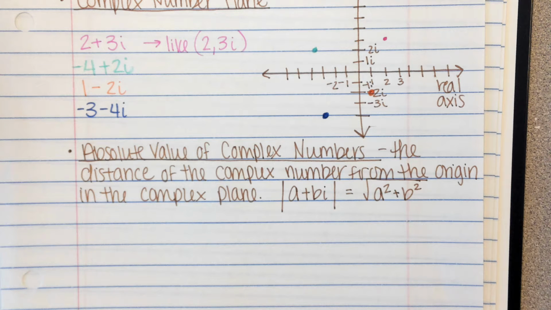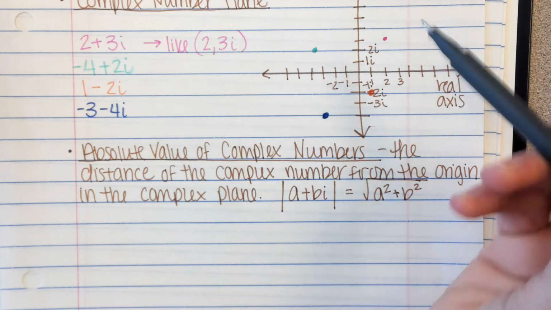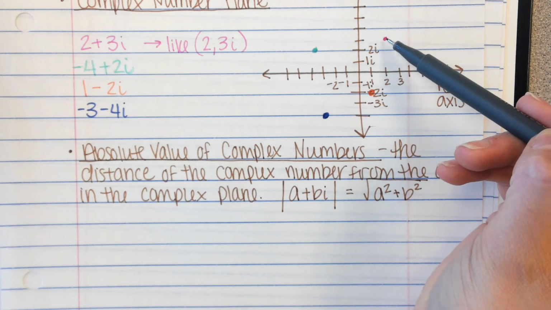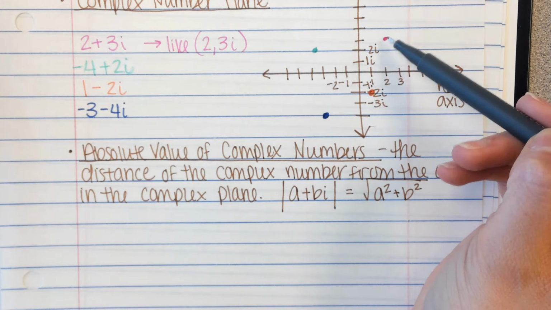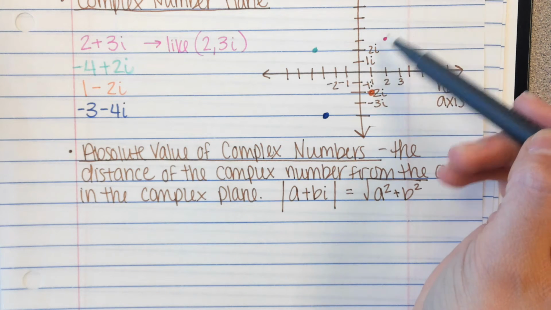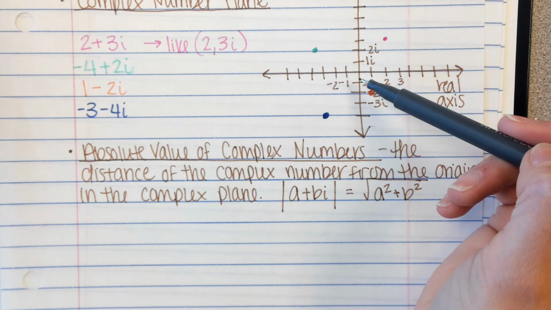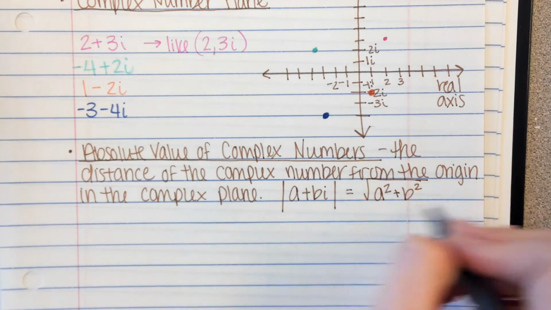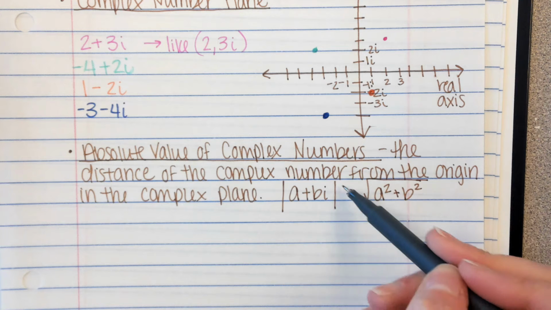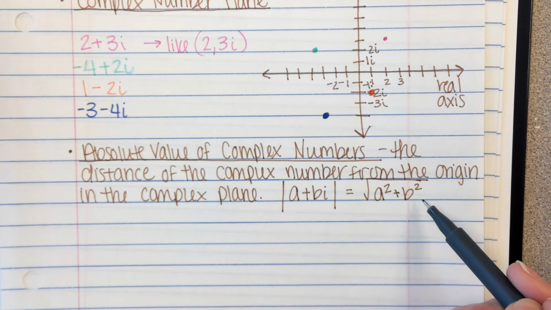Next we're going to talk about taking the absolute value of complex numbers. The absolute value of a complex number is just the distance of the complex number from the origin in the complex plane. Like if we're looking at this pink point, the absolute value would be the distance that point is from 0, or from the origin, on this complex plane. To do that, the formula is: the absolute value of a plus bi equals the square root of a squared plus b squared.